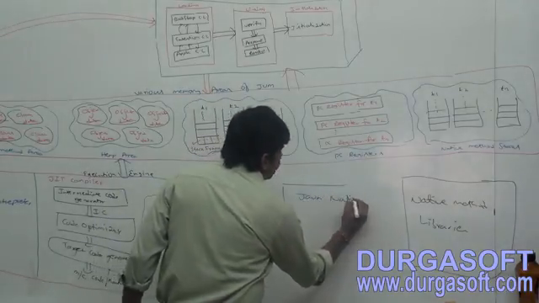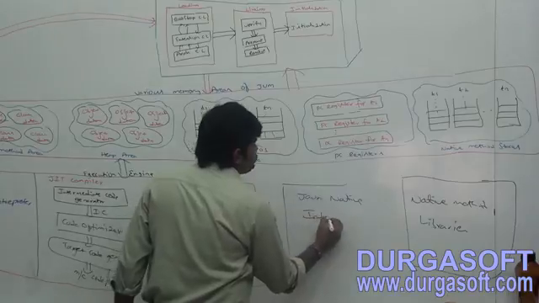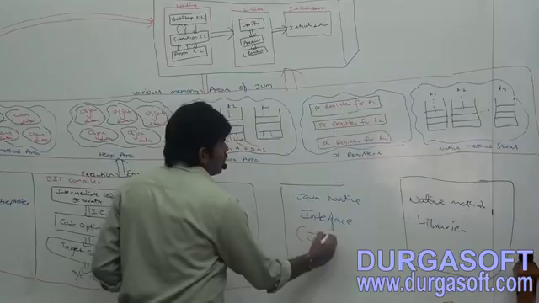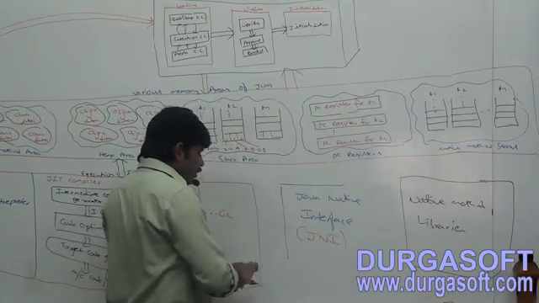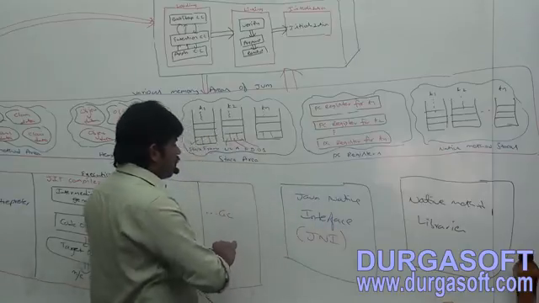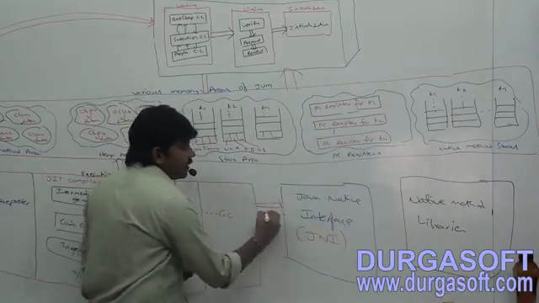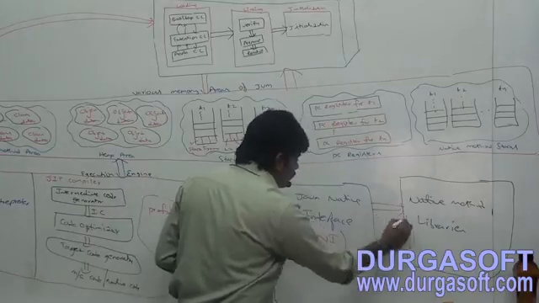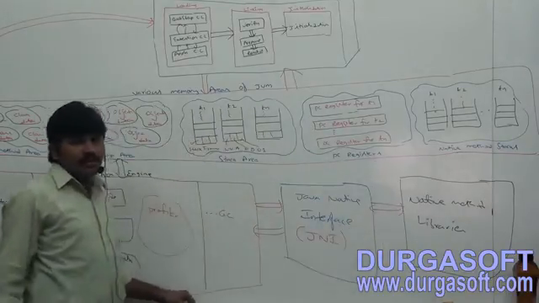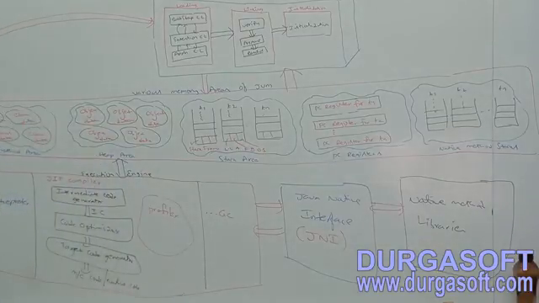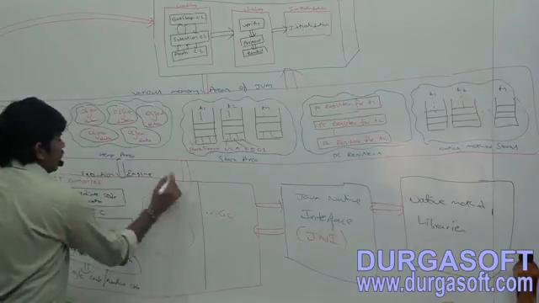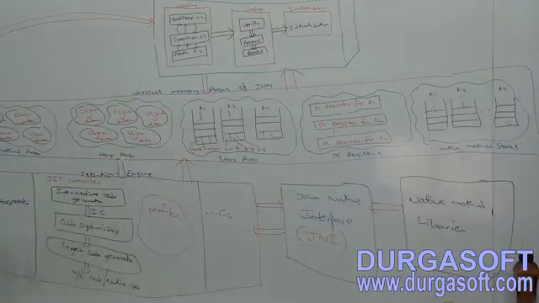Java Native Interface, within brackets we can say JNI, is responsible to provide native method information, right? Now this person can communicate with that, and this person is going to provide the required information, right? Are you able to understand? So this execution engine is responsible to communicate with it.